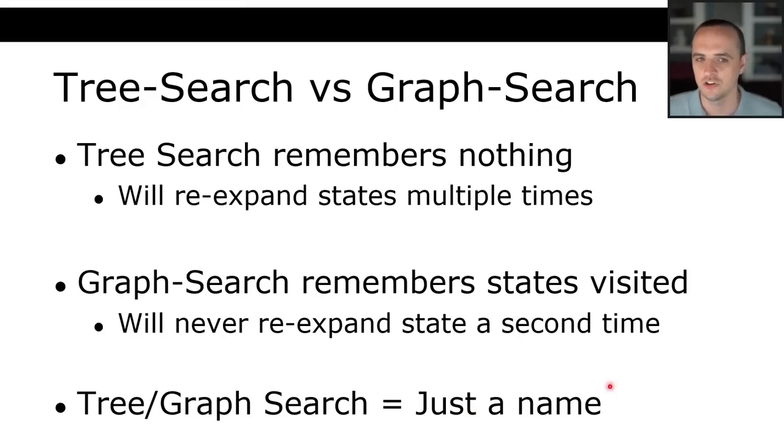All right, so just remember, tree search versus graph search. So tree search is without a closed list. Graph search is with a closed list. Tree search remembers nothing and will re-expand the same state multiple times. Graph search remembers state visits and will never re-expand the state a second time. And tree and graph search, that's just a name.